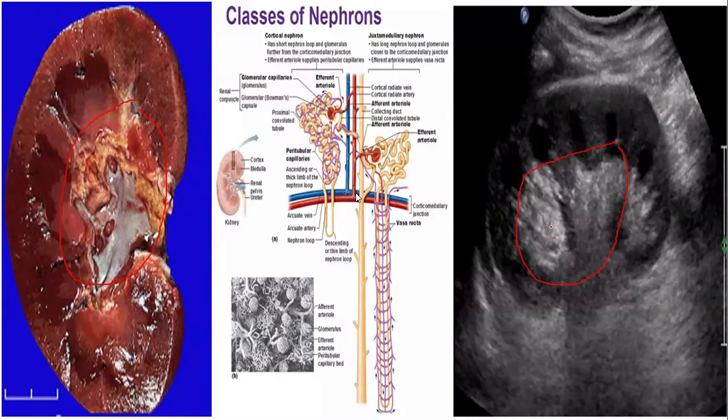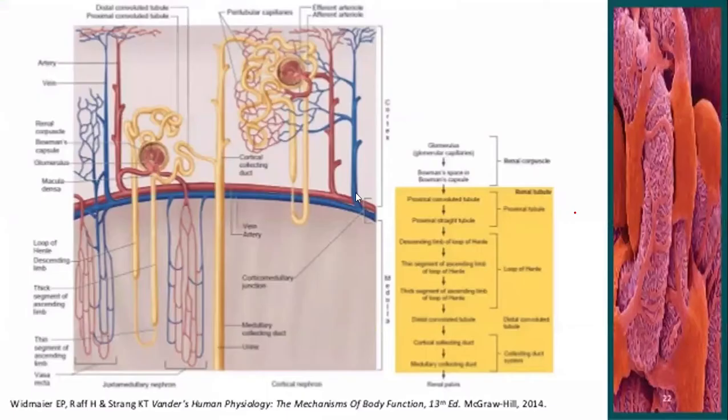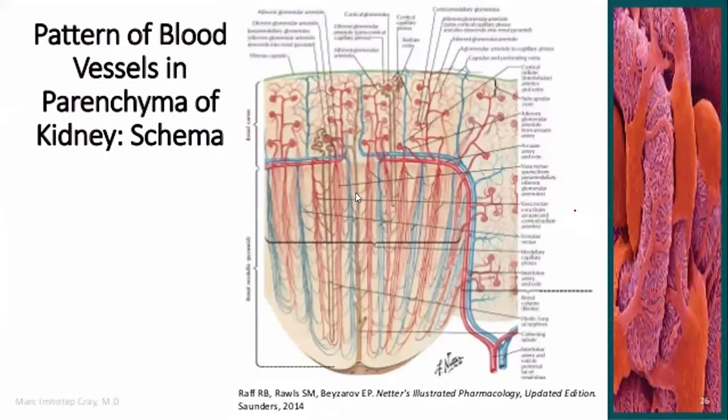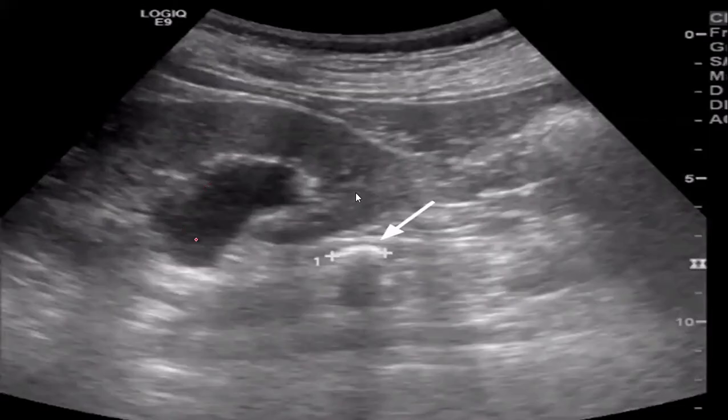So, as long as it is not dilated, meaning it is white. But if there is dilatation, it will become black because it's hypoechoic, as something is blocking the flow of the urine. You will see that later on with further samples.